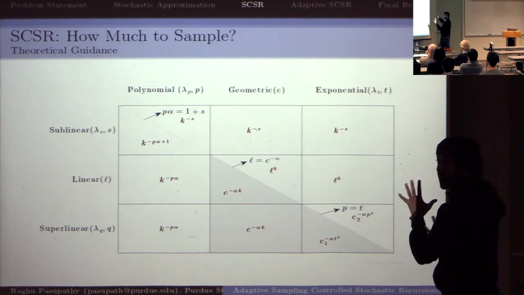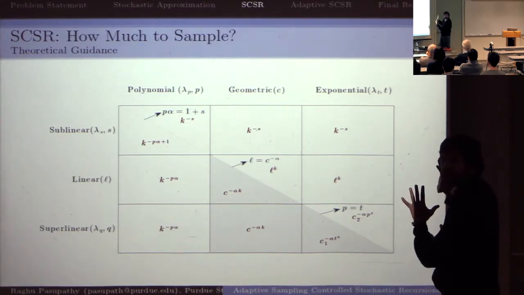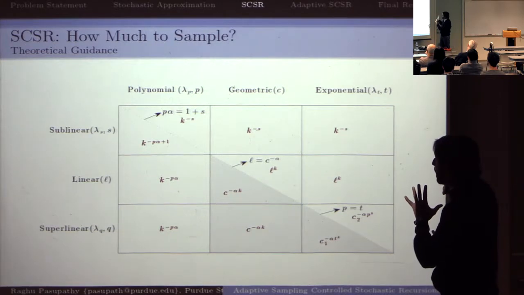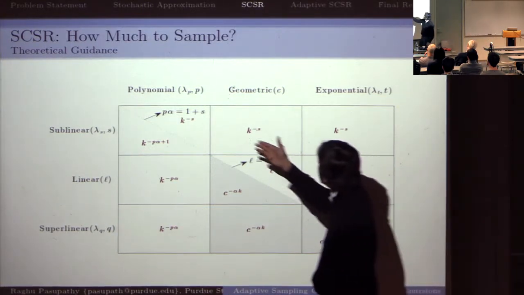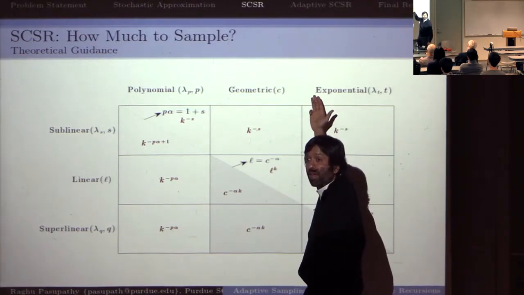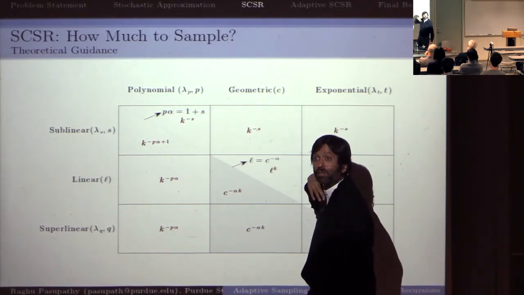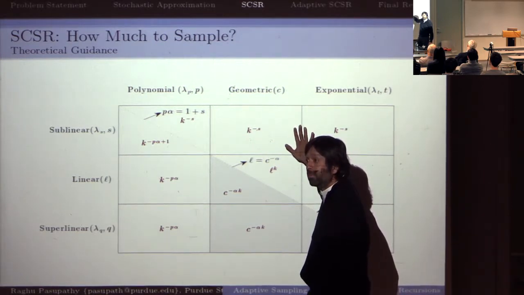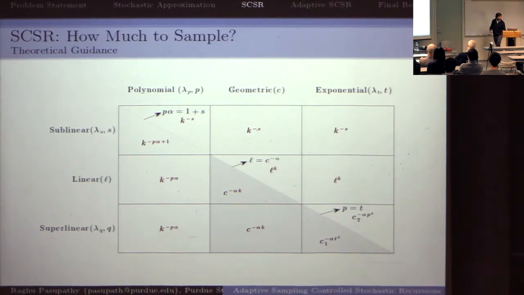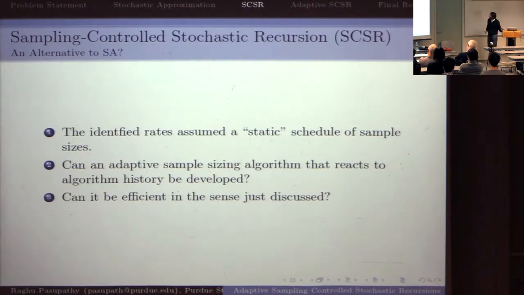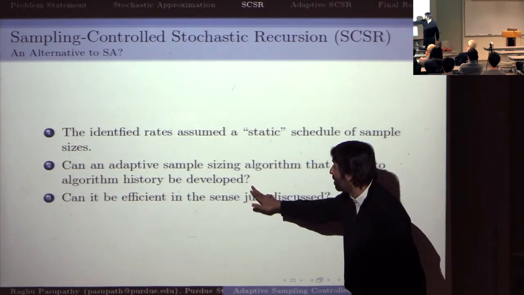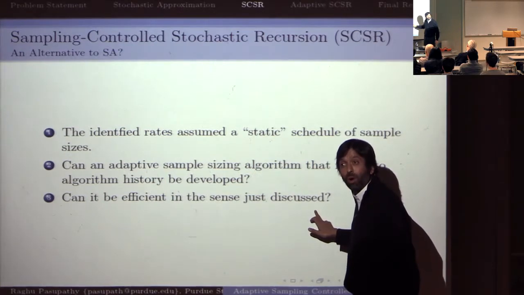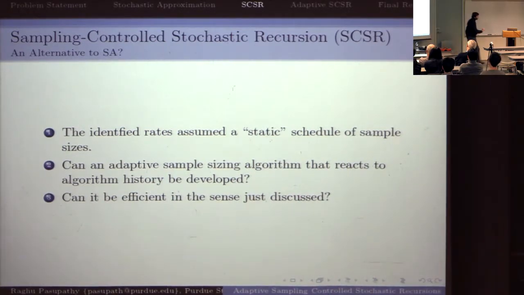So this kind of gives us a sense of how to balance structure in our recursion and sampling, but doesn't quite, again, completely give us a nice algorithm, because all of this is theoretical, so to speak. All of these are predetermined sequences of sample sizes. So the same sort of criticism that I levied against stochastic approximation can be levied here. All right? So what we are going after now is, can we actually construct an adaptive sampling algorithm to react to algorithm history to be developed? Can it be efficient in the sense just discussed? Okay, so adaptive sampling is what we are looking for.